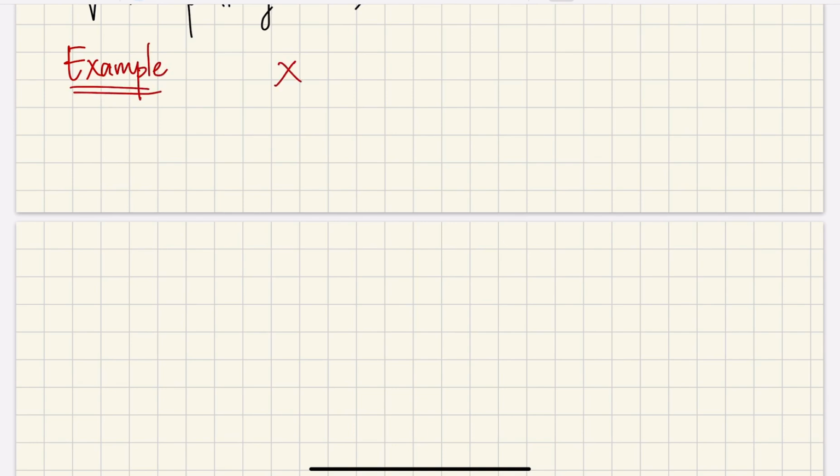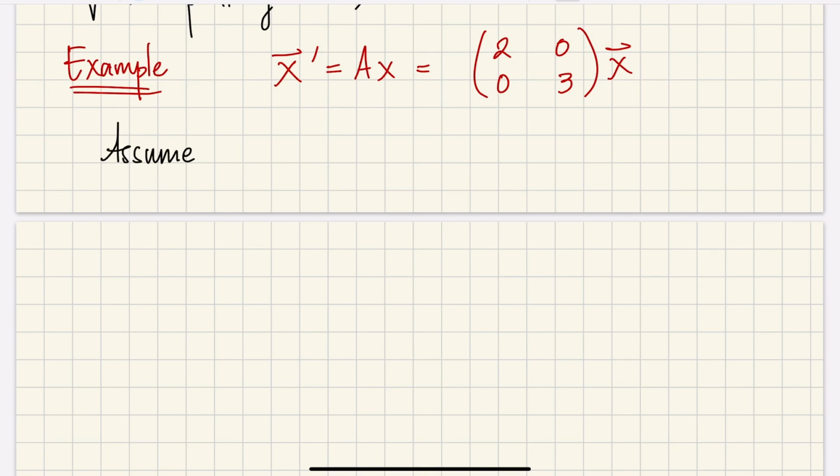Now suppose you have x' equal to A x, where A is [2, 0; 0, 3]. Now we said we will assume x is equal to v times e to the power lambda t. This leads to (A minus lambda I) times v is equal to 0. We've seen that all before.